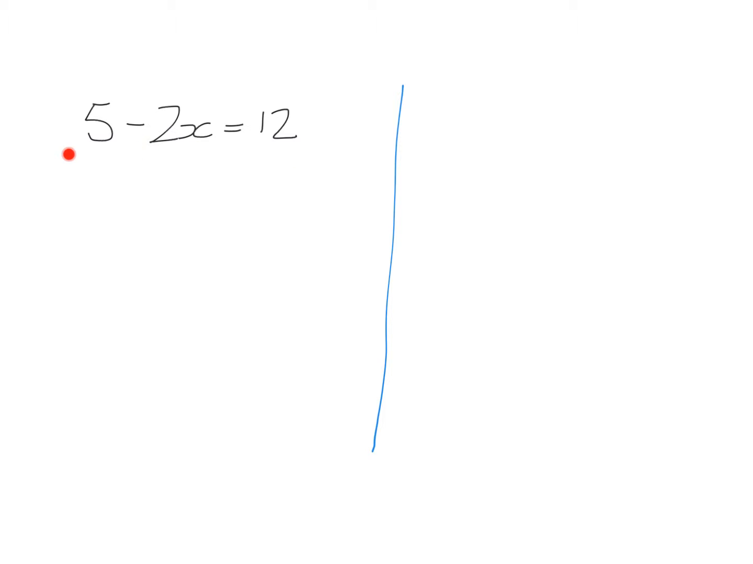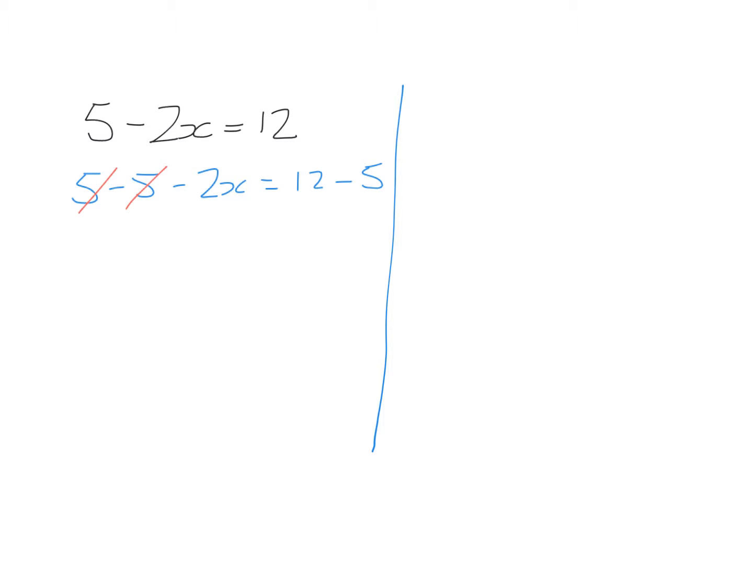Right, well, here's another one for you to do. Put the video on pause and come back when you're ready. Alright, well, I want to get rid of this 5 first. So I'm going to go 5 take 5, take 2x, or minus 2x equals 12. And I've taken 5 away, so I've got to take 5 away from the right hand side.